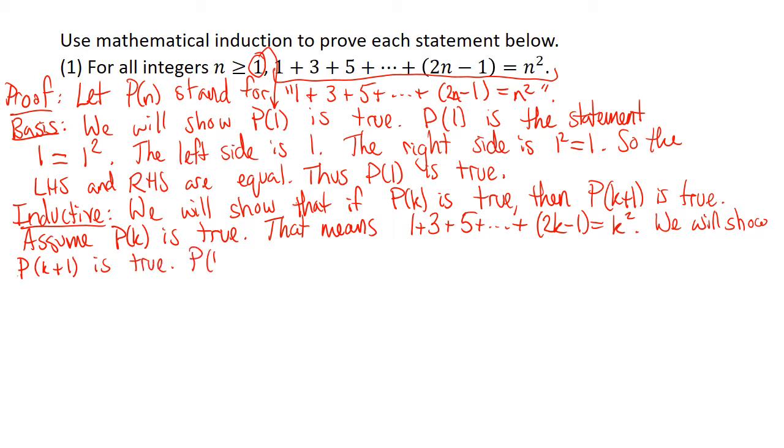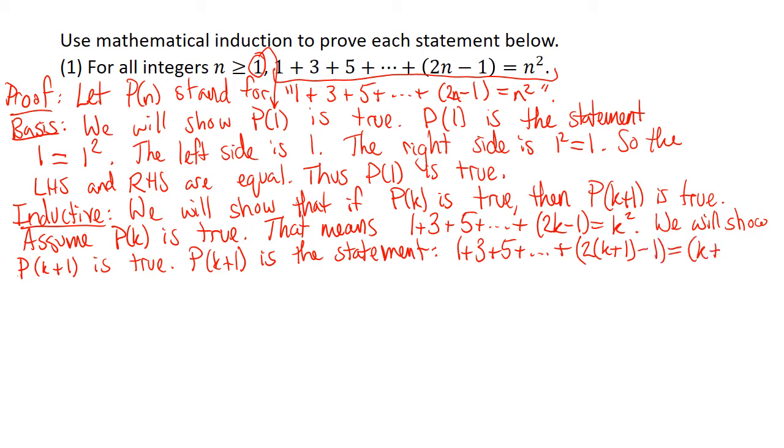Okay, so what is it exactly that we're trying to show is true? P of k plus 1 is the statement. So we need to write this out so we can see what it is that we're actually trying to prove. 1 plus 3 plus 5 plus ... Okay, and so now you're replacing n with k plus 1. So this is 2 times k plus 1 minus 1, and then on the right-hand side, also k plus 1 squared.